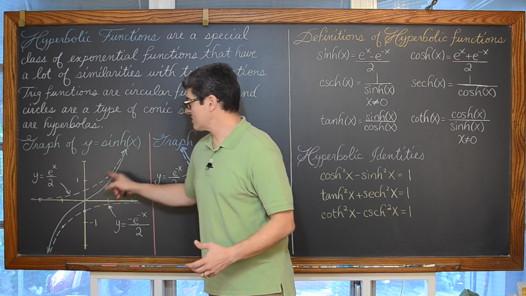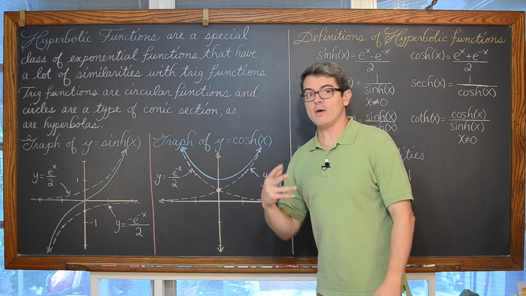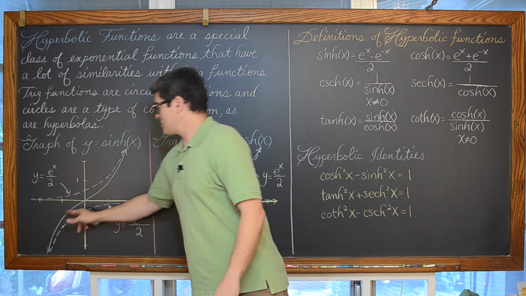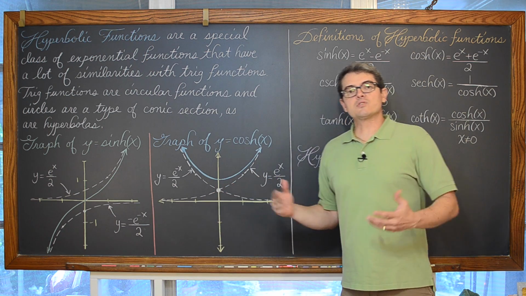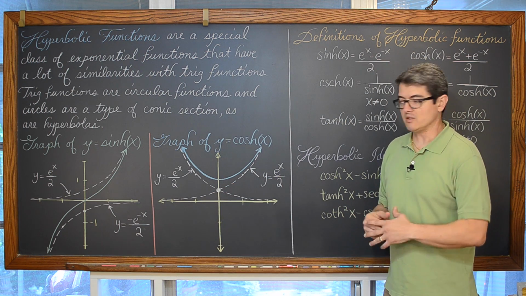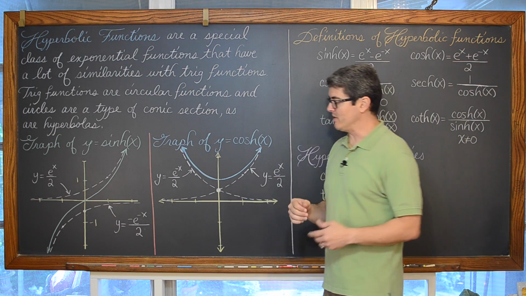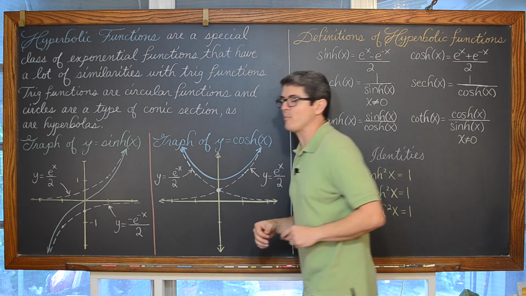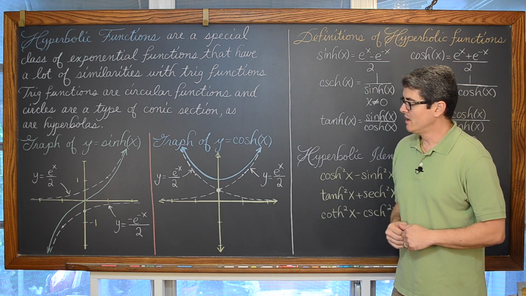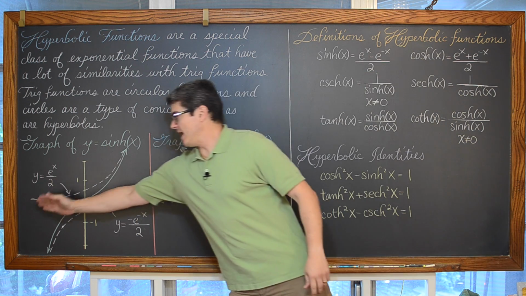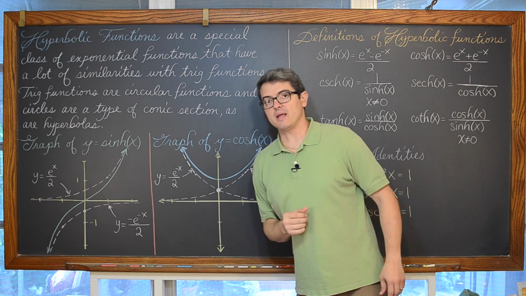So if you take the results of these 2 exponential functions and you add them together, you get this graph that honestly looks a lot like the tangent function in basic trigonometry. But that is the graph of y equals hyperbolic sine of x, with a domain from negative infinity to positive infinity and a range which is the same.